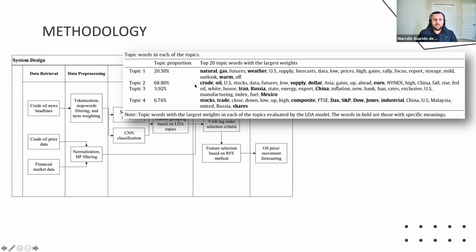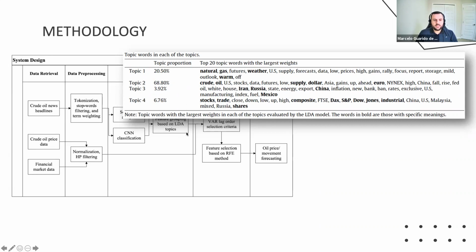The second topic, that is this crude oil supply dollar euro. So they say that this is related to the crude oil production and also to the supply and demand. The third topic, they see these countries here. So they're relating this topic as political topic. And the last one, by those words, stocks, trade, composite, they say that it's related to the stock market.